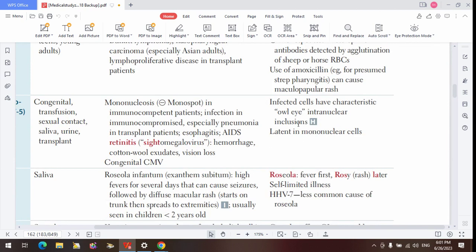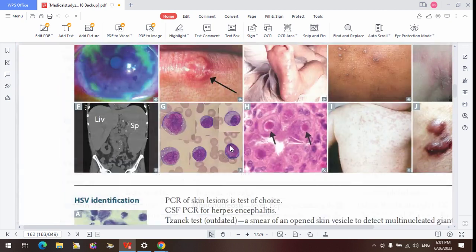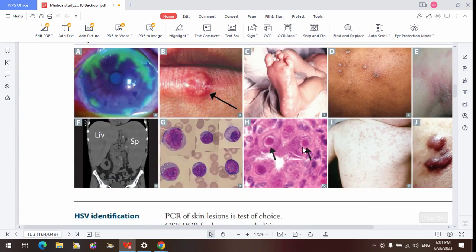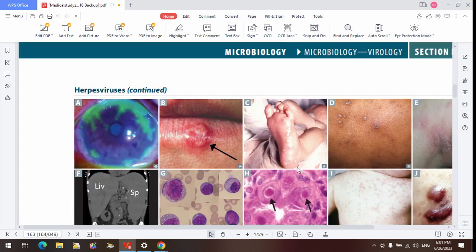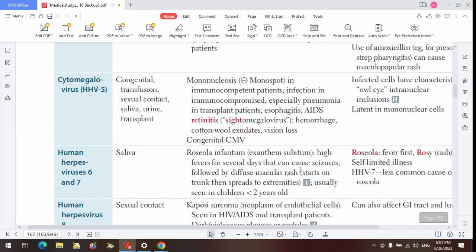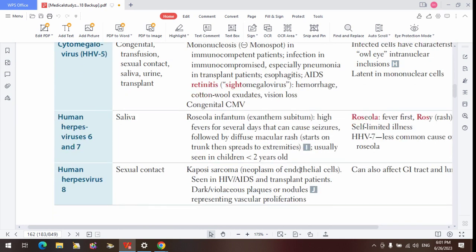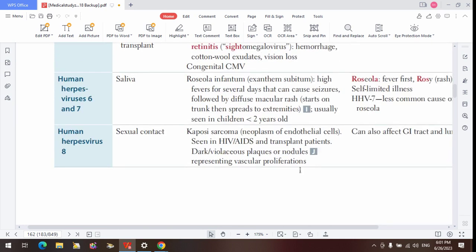biopsy. You're going to see owl's eye inclusions. That's the typical presentation. Once you see something that looks like an owl's eye, can you guys see this? You can see that it's bilateral. Once you see this intranuclear inclusion, it's your CMV straight up. CMV.